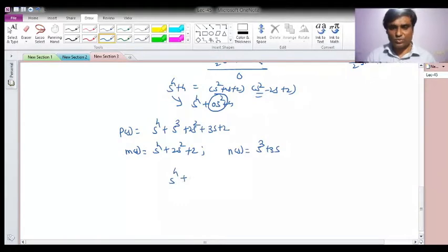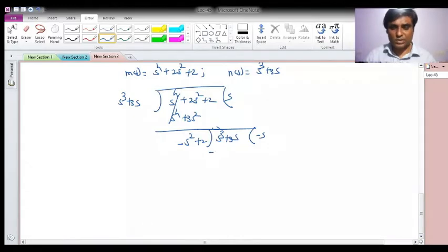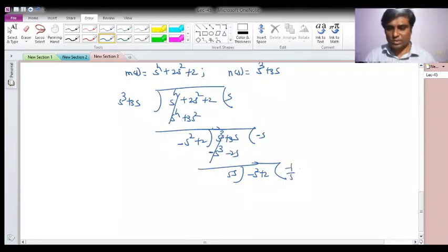So I'll divide s raised to 4 plus 2s square plus 2 by s cube plus 3s. So it will be s, it will become s raised to 4 plus 3s square, this will vanish, this is minus s square plus 2. Okay, s square plus 3s, see here a negative sign comes, so ultimately the quotient will be negative now, so it will be minus s cube, and this will be minus 2s, so this will vanish, so it will become 5s, then it is minus s square plus 2. Okay, so it is minus 1 by 5s, so it is minus s square.